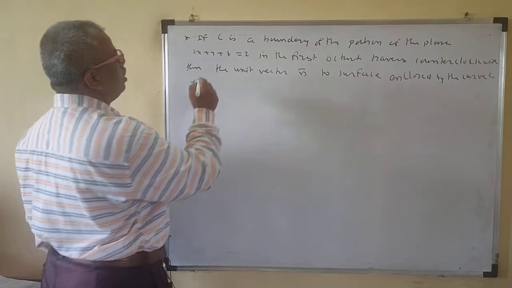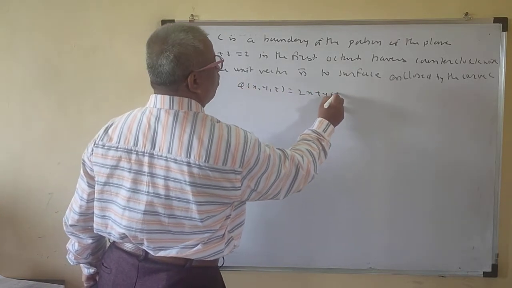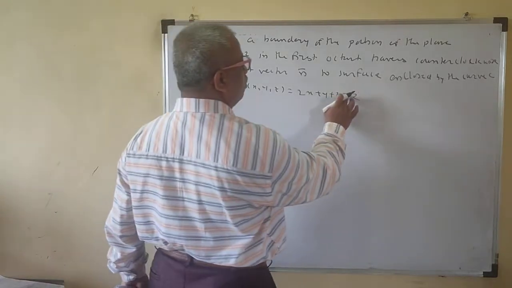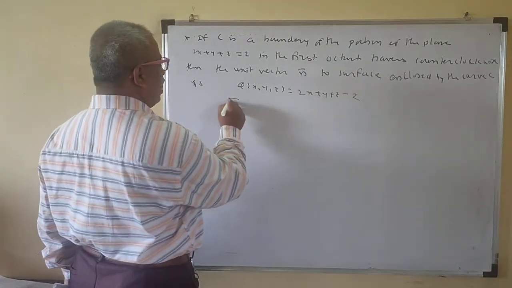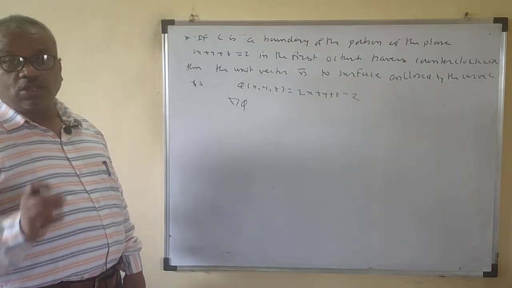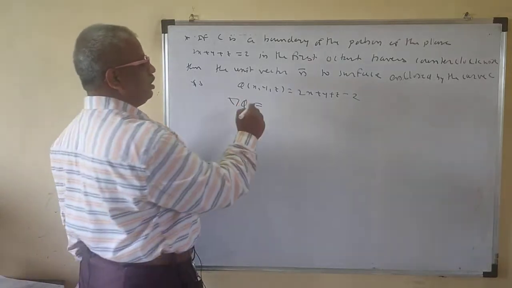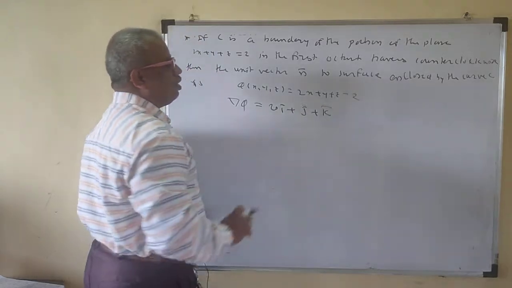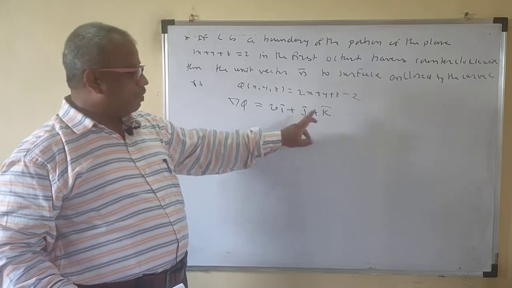Okay, so that means this is your phi of xyz. Phi of xyz is what? 2x plus y plus z minus 2. Okay, so grad phi is nothing but the normal vector, normal to the surface. So grad phi means dou phi by dou x i bar plus dou phi by dou y j bar plus dou phi by dou z k bar, which is 2i bar plus j bar plus k bar.